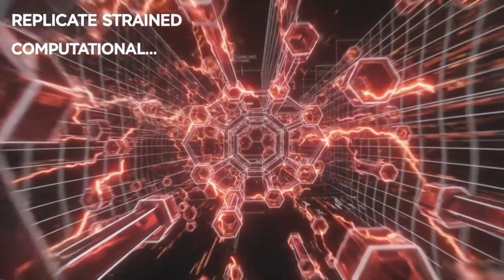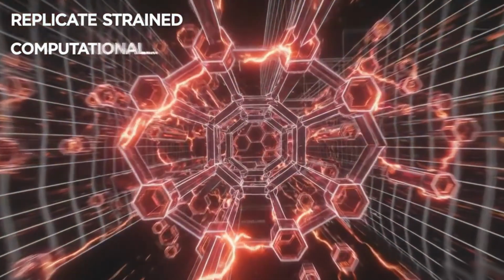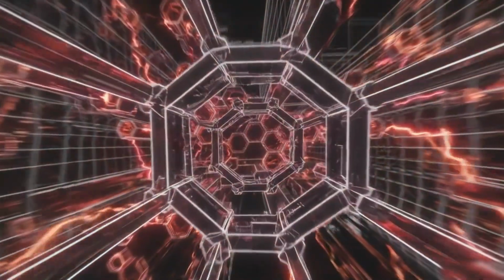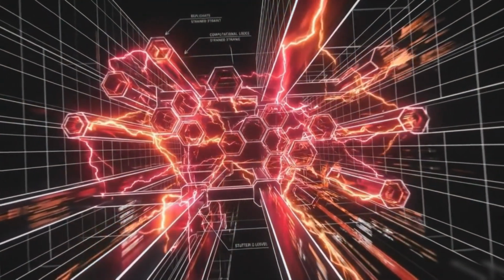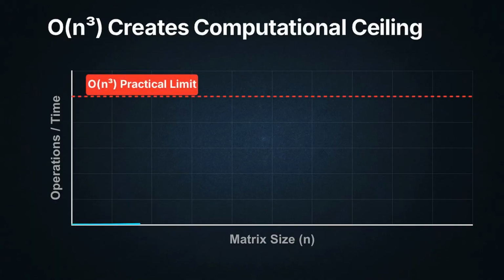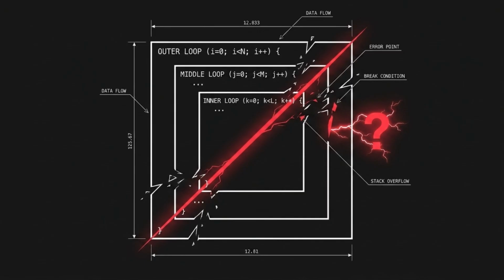In fields like deep learning, where matrices often have millions of rows, cubic scaling makes the classical algorithm effectively unusable. O of n cubed creates a ceiling for how large a matrix computation can practically be. To scale further, we need an algorithmic paradigm that avoids this 3-loop structure.